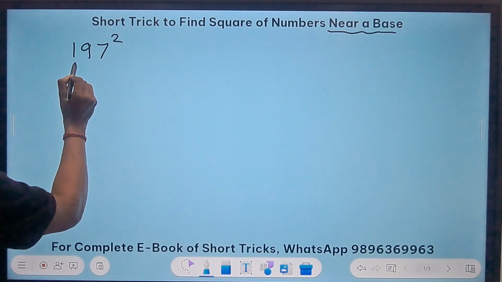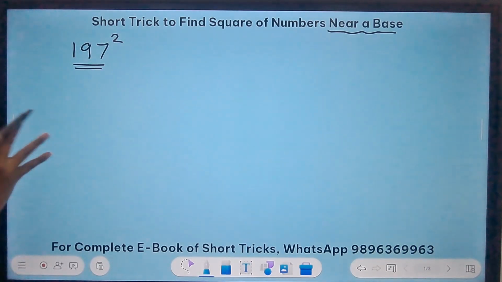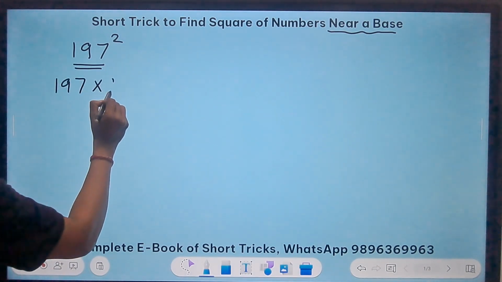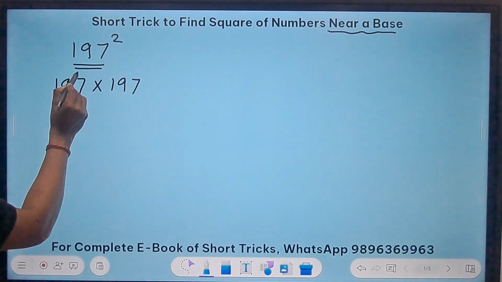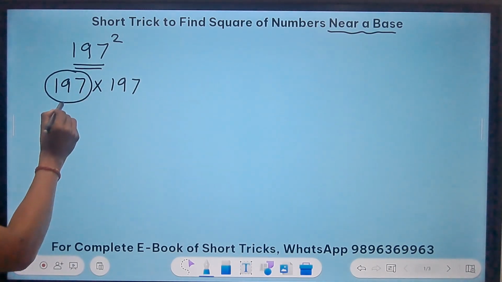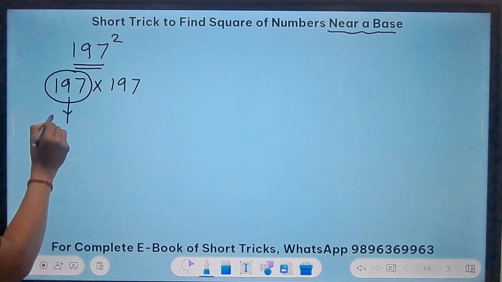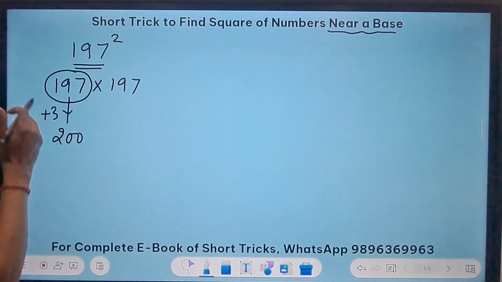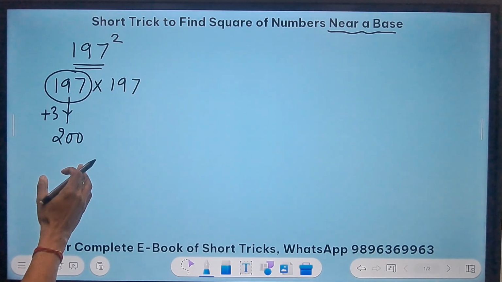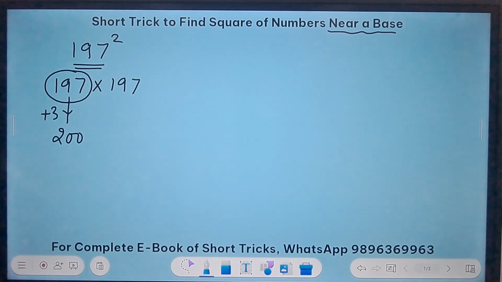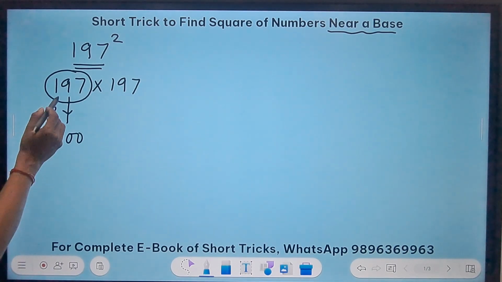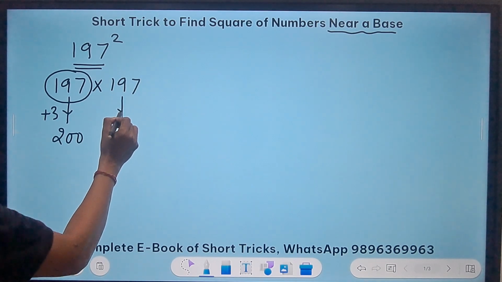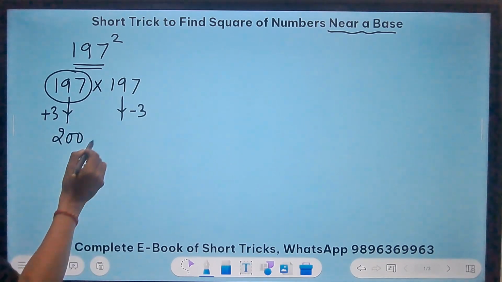Let's take the example of squaring 197. So I know that this is very close to 200, right? So makes my task all the more easier. So I'll write 197 times 197 and I will try to convert one of these numbers into the base number. So if I add 3 to this, I'll get a 200. Now, so what do I have to do? I have to do the balancing act. Now, what is the balancing act? Balancing act is when I have added 3 to this number, I have to subtract 3 from this number. So what do I get?